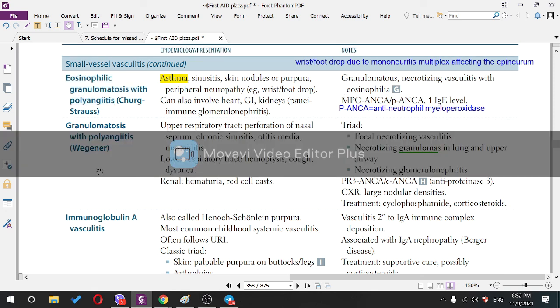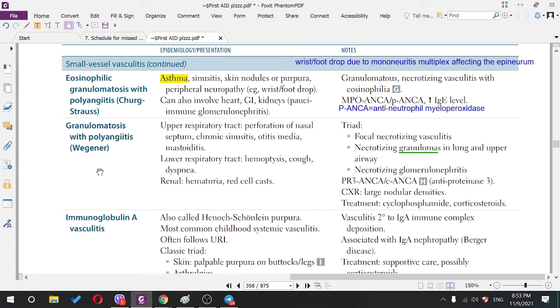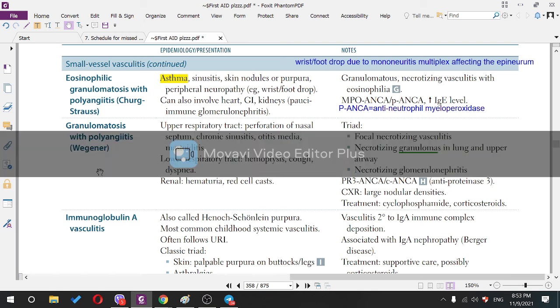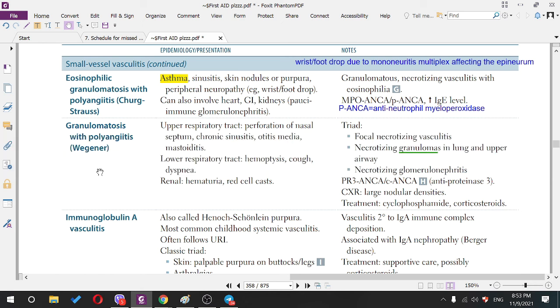Eosinophilic granulomatosis with polyangiitis, also called Schurg-Strauss. It has eosinophils in it. So you must know if it has eosinophils, it's the one with asthma, because you know, in asthma, you have a high eosinophil level. Okay, so in Schurg-Strauss, they have involvement of the sinuses, so they can get sinusitis. The skin issue, like always, but what is important for you guys? It can lead to wrist and foot drops.